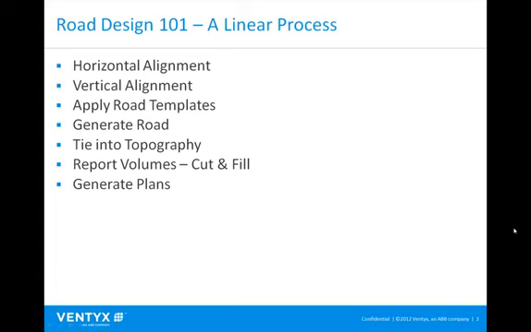So road design is a fairly linear process. You start with horizontal alignment. Once that horizontal alignment is designed, you can then move on to vertical alignment, so vertical curves, etc. We then apply road templates, so what the cross-sectional road will look like. Then generate that road. We'll tie that road into topography, so projecting up or down with user-specified projection rules. We report volumes, both cut and fill, and at the end of the day, generate some plans.